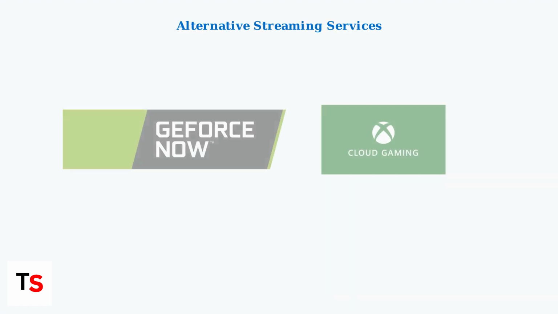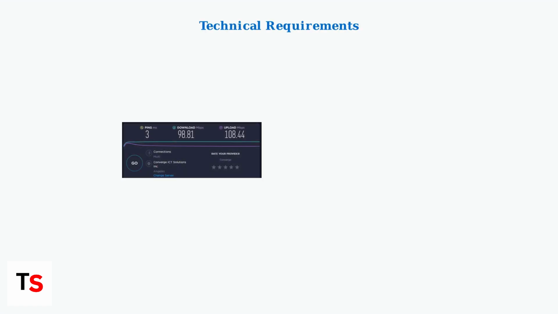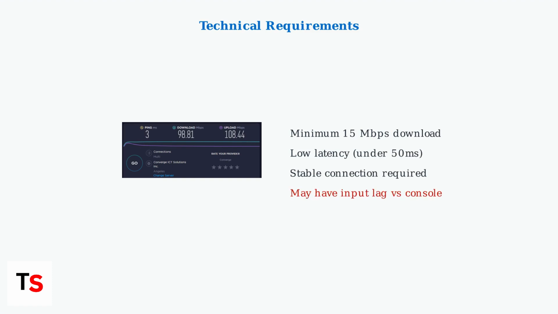Beyond Remote Play, you can access alternative streaming services through the portal's web browser. GeForce Now and Xbox Cloud Gaming are popular options that don't require owning specific consoles. Cloud gaming requires a stable, high-speed internet connection. A minimum of 15 megabits per second download speed is recommended, with lower latency providing better responsiveness.